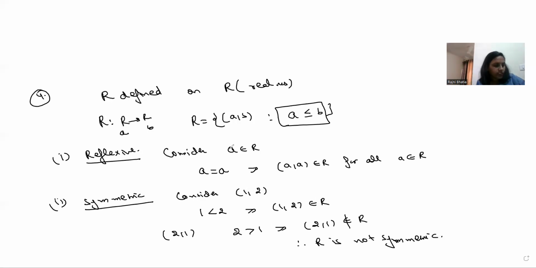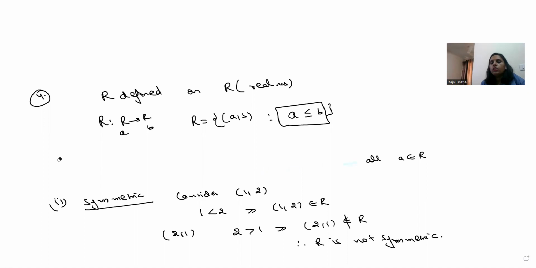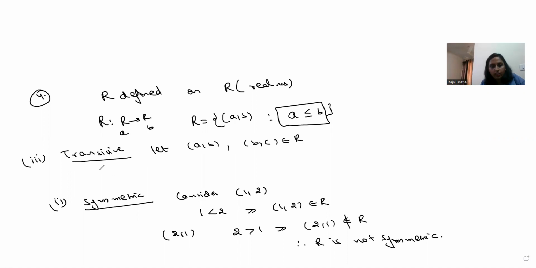Now for transitivity, we need to prove that this is transitive. That is, if we take (a, b), (b, c) belongs to R, we need to show that (a, c) also belongs to R. In the question, we have been asked to prove that this is transitive. So we'll write, let (a, b) and (b, c) belong to R. Now (a, b) belongs to R. This simply implies a is less than or equal to b.